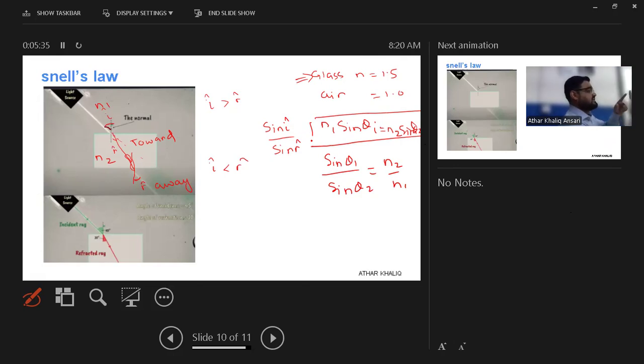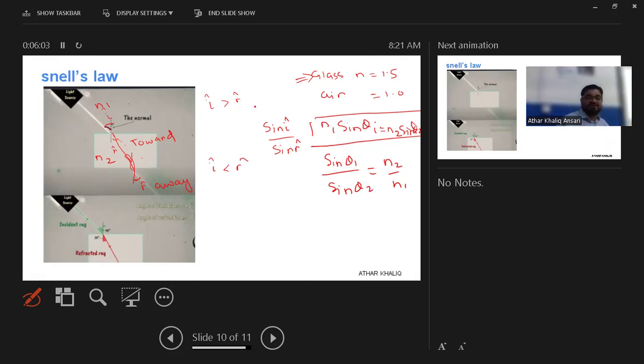So here are three things. Number one, light traveling in one medium and getting into another medium will refract. Number two, it will refract toward the normal if it is getting into a denser medium which has a high refractive index. Number three, the product of refractive index and sine of the angle in any medium will be the same.